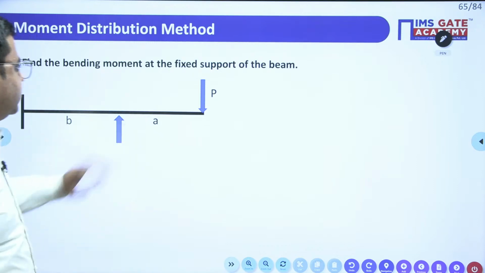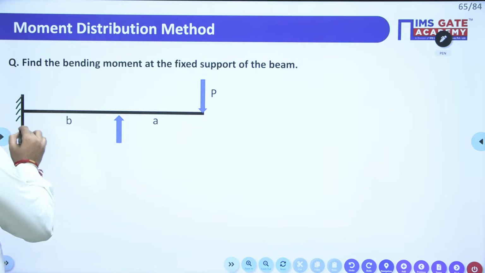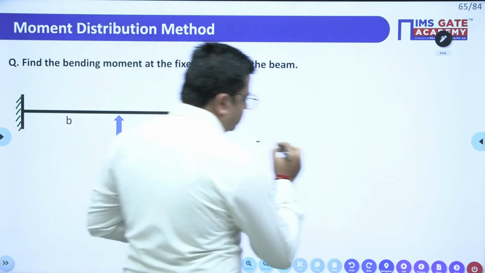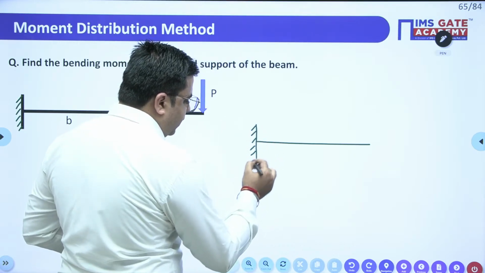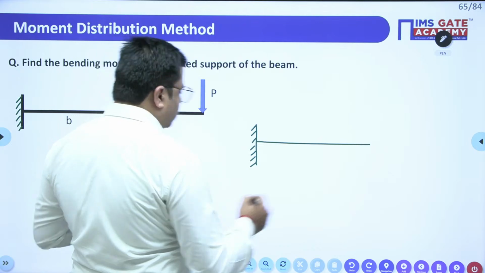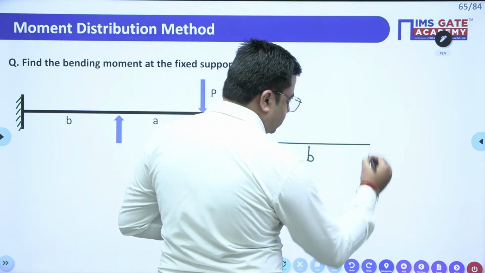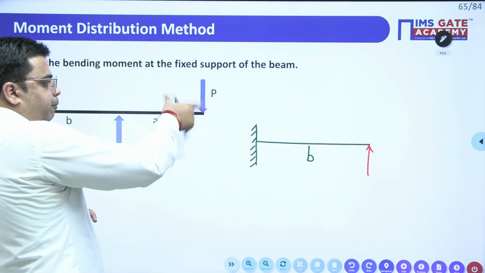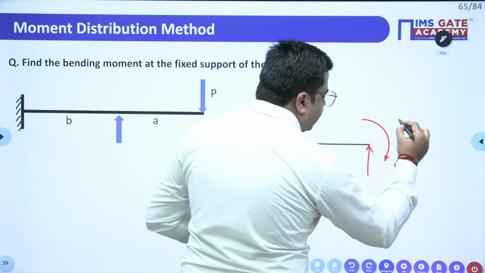Okay, so for this question, you need to find the bending moment at the fixed support. So this is my fixed support where you need to find the bending moment, right? In order to deal with this type of question, this beam can be resolved like this. So here we have a beam like this, whose this distance is B, and you have a support like this. Over this support, a moment of P into A is acting.